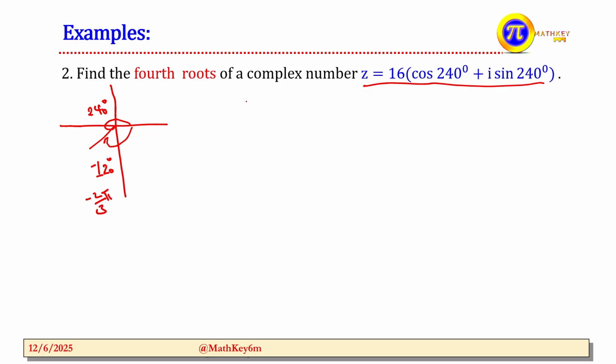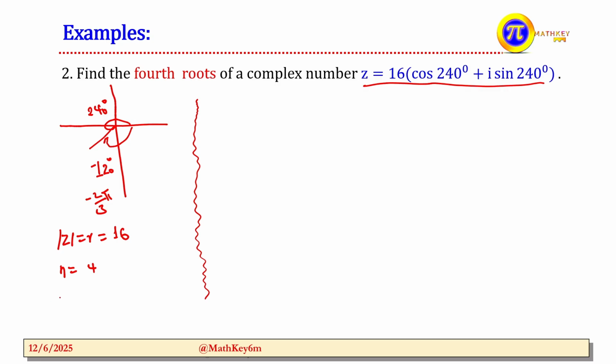The next thing we'll try to find is the modulus of this one. The modulus of this z, let it be r, is equal to 16, since cos squared of 240 degrees plus sine squared of 240 degrees is 1. After obtaining this, we can find the fourth root. So our n equals 4.